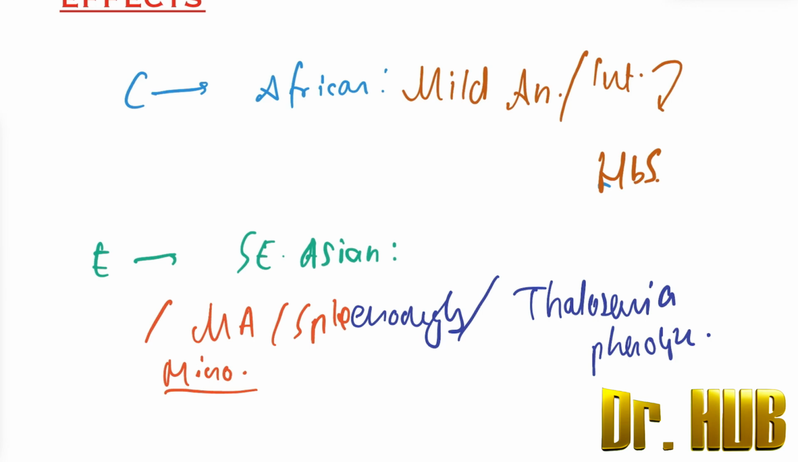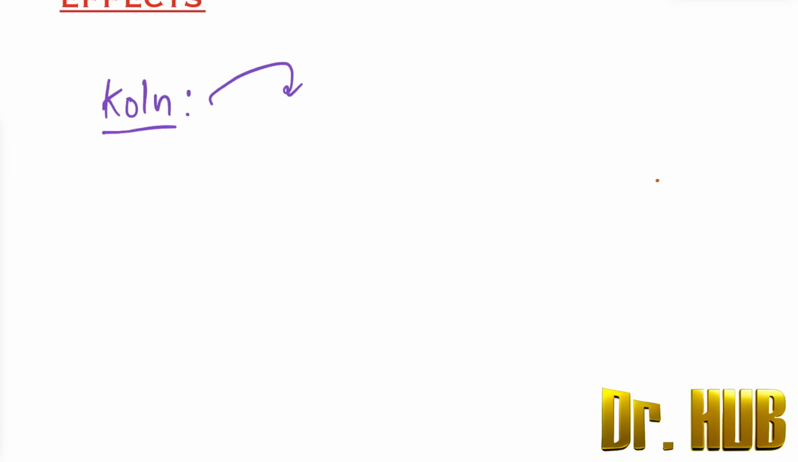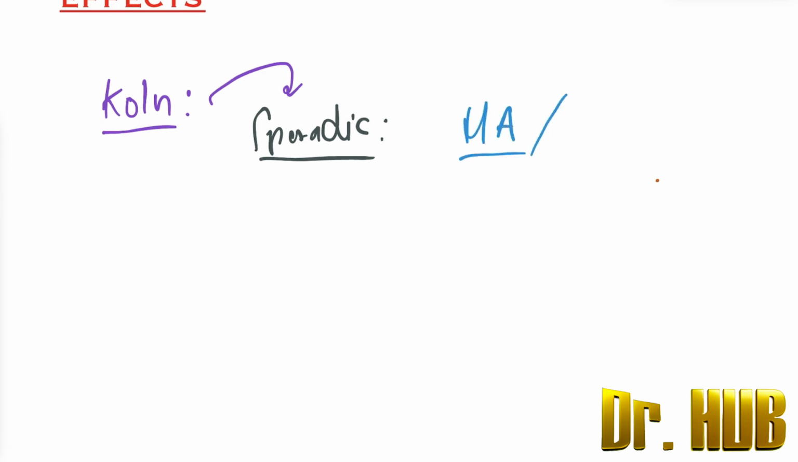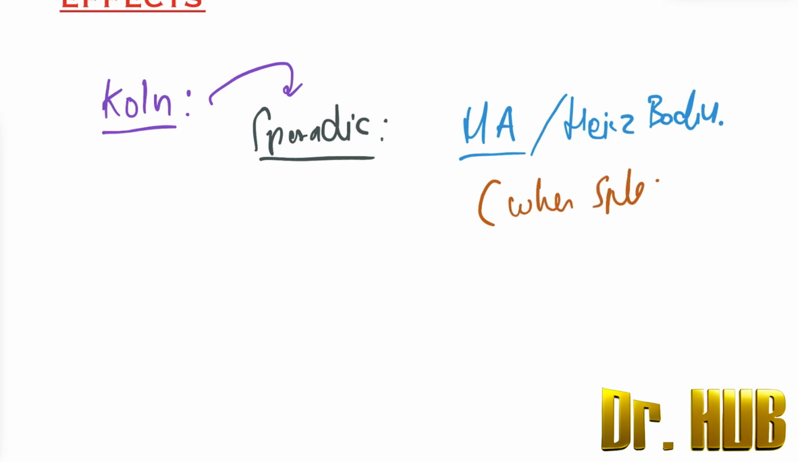Next, we look at the Koln, KOLN. In the Koln, the population is sporadic. And the main clinical effects include the hemolytic anemia, which we are writing as HA, and then the Heinz bodies. The Heinz bodies are present when splenectomized.